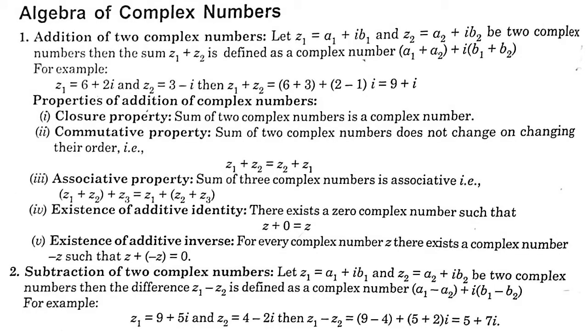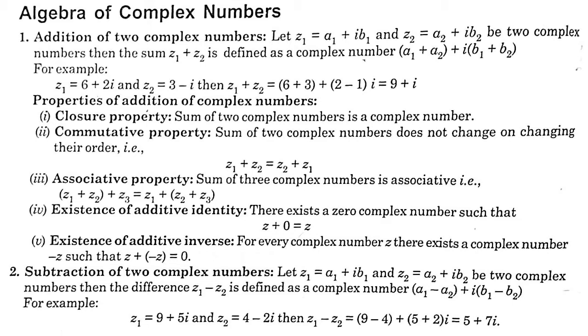The next topic is algebra of complex numbers. Addition of two complex numbers. Let z1 is equal to a1 plus ib1 and z2 is equal to a2 plus ib2 be two complex numbers, then the sum z1 plus z2 is defined as the complex number a1 plus a2 plus i times b1 plus b2.